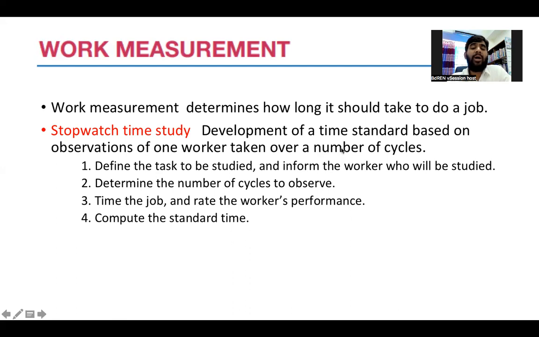So how much time does it take to finish a job? Number of cycles. First cycle, it takes 4 minutes. Second cycle, it takes 3 minutes. Next cycle, it takes 5 minutes. Next cycle, it takes 5 minutes. So total 5 plus 5 plus 3 plus 4, divided by 4. You will get the standard time.